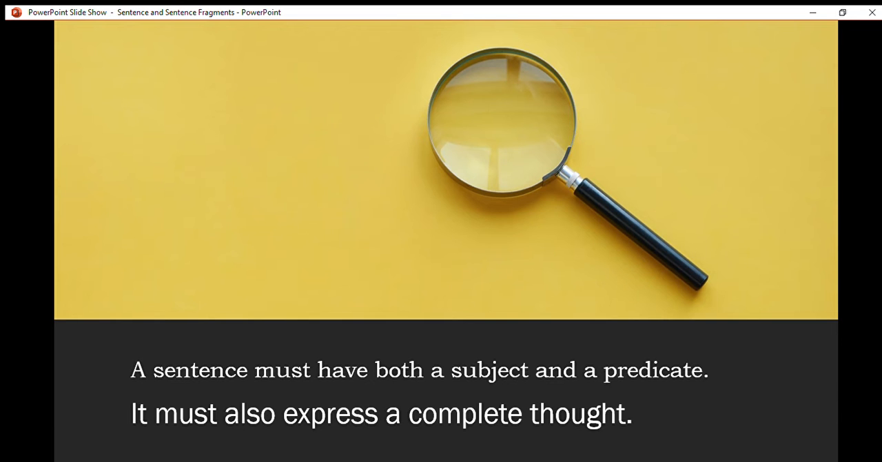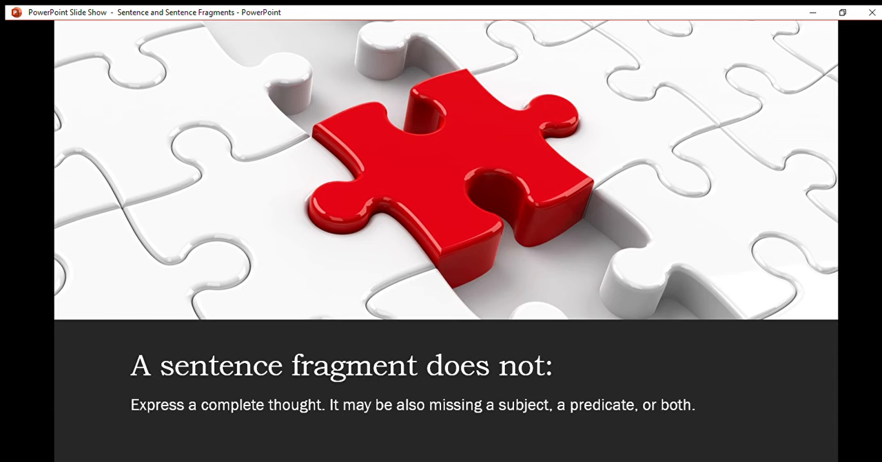And it must also express a complete thought. A sentence fragment does not express a complete thought, and it may also be missing a subject, a predicate, or both.